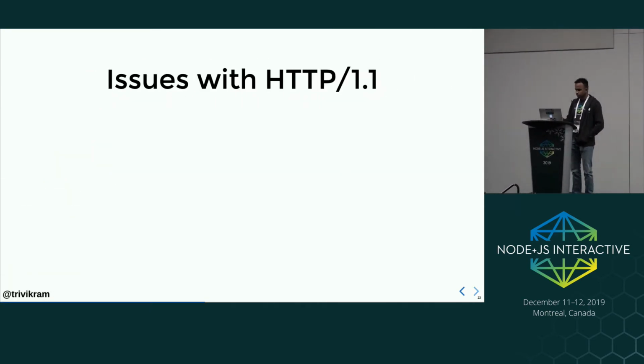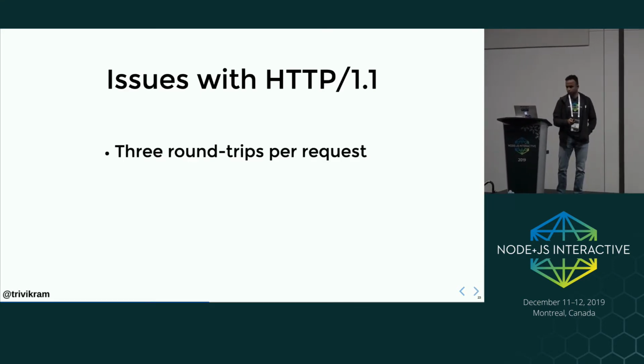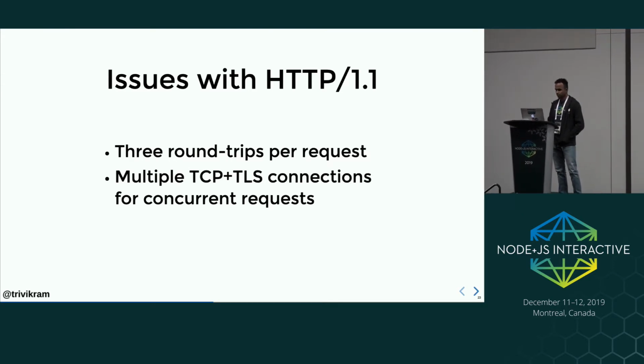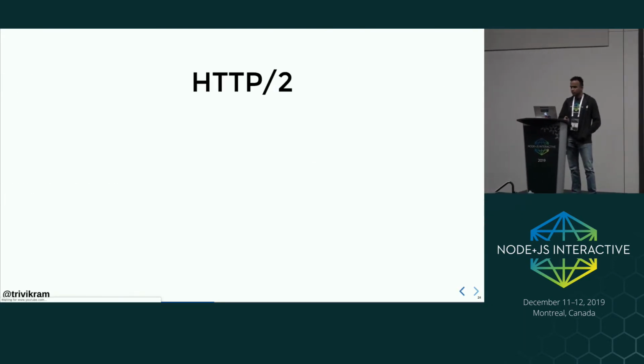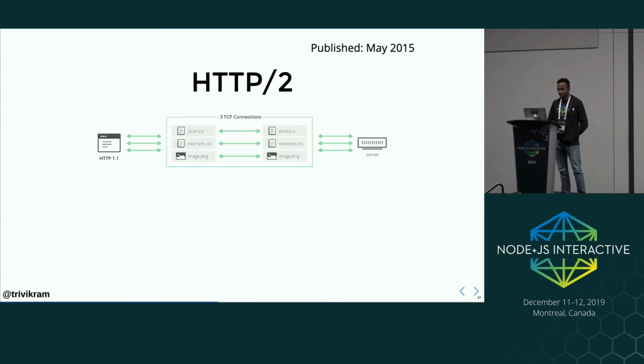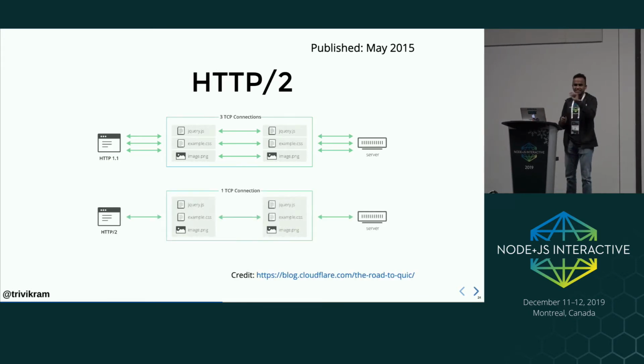So what are the issues with HTTP 1.1? One was 3 round trips per request that we saw, and the second was multiple TCP TLS connections for concurrent requests. Now what did HTTP 2 do? It was published in May 2015. You saw that 3 requests are sent for 3 resources in HTTP 1.1. In HTTP 2, only 1 TCP connection is created, although all 3 resources are fetched.